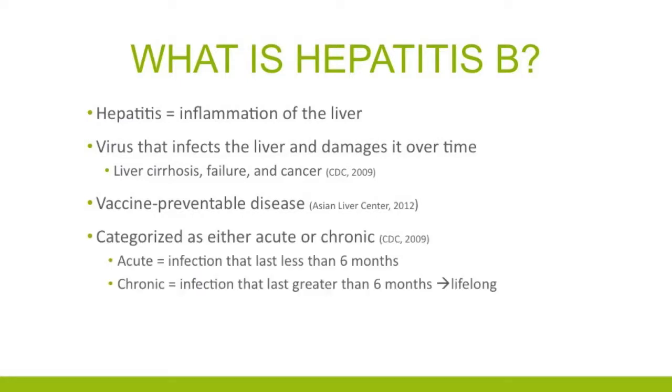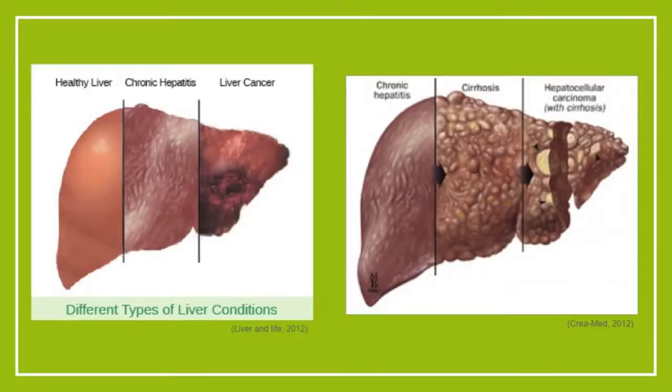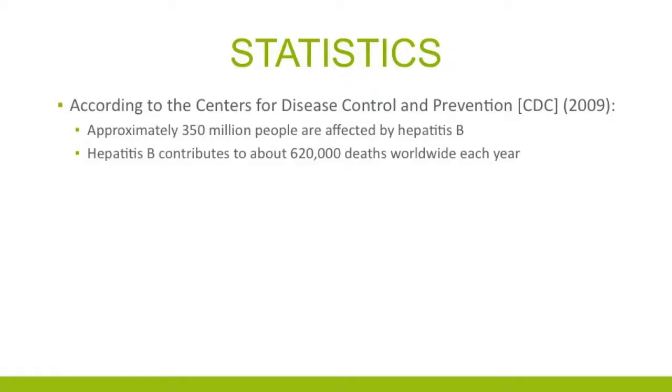Hepatitis B can be acute or chronic. Acute infections last less than 6 months, whereas chronic infections last more than 6 months and can lead to lifelong infection. Here are the different types of liver conditions. On the liver on the left, it shows a healthy liver, chronic hepatitis, and liver cancer. The liver on the right shows chronic hepatitis, cirrhosis, and liver cancer with cirrhosis. Hepatitis B can cause any of these conditions over time. Therefore, as you can see, this is quite a serious infection.